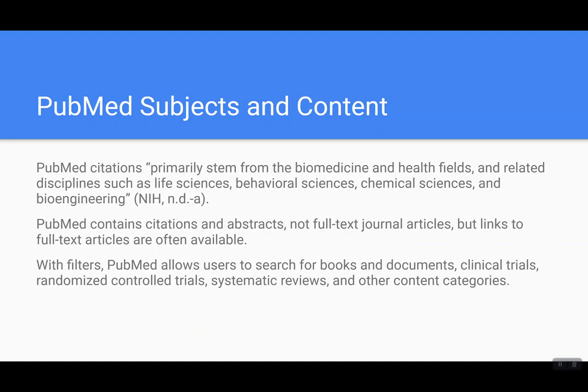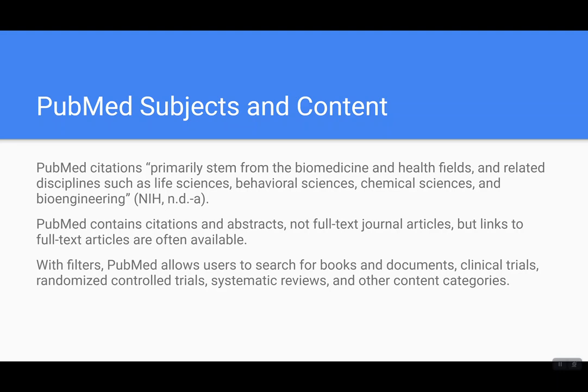Now let's discuss what kind of materials PubMed stores. PubMed citations primarily stem from the biomedicine and health fields, and related disciplines such as life sciences, behavioral sciences, chemical sciences, and bioengineering. You'll find articles on medicine, nursing, dentistry, veterinary medicine, allied health, preclinical sciences, and much more. It's important to note that PubMed contains citations and abstracts, not full-text journal articles, but links to full-text articles are often available.